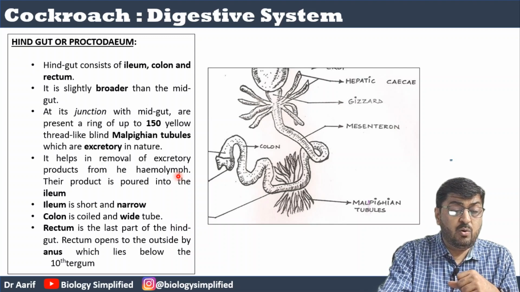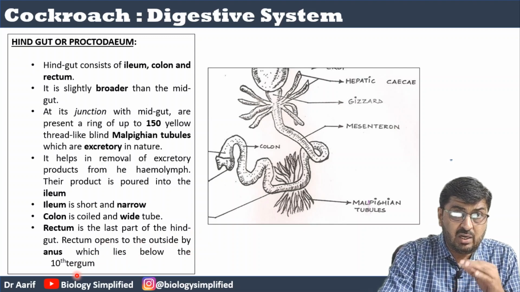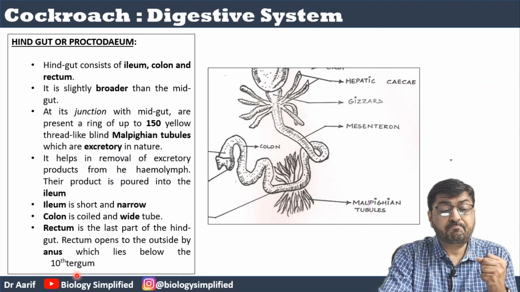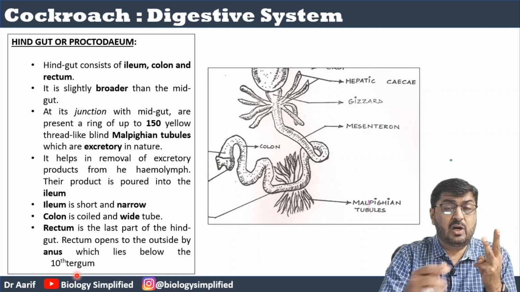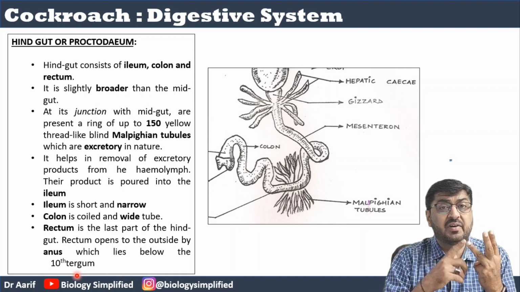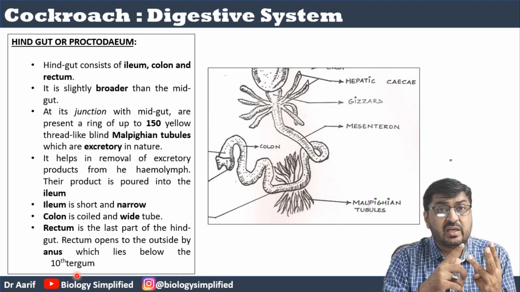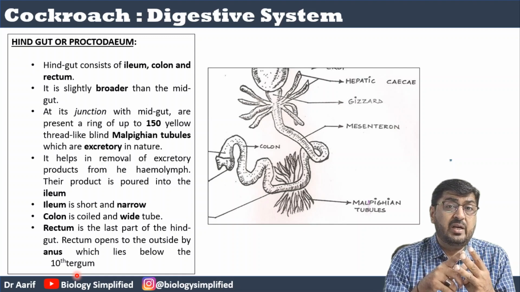Ileum is short and narrow, colon is coiled and wide, rectum will be the last part. It opens to the outside by anus, which lies below the 10th terga. Terga, dorsal body wall, please. ठीक है? So, foregut, midgut and hindgut. Foregut में, come again, preoral cavity, mouth, pharynx, esophagus, crop, gizzard. Gizzard is called proventriculus.